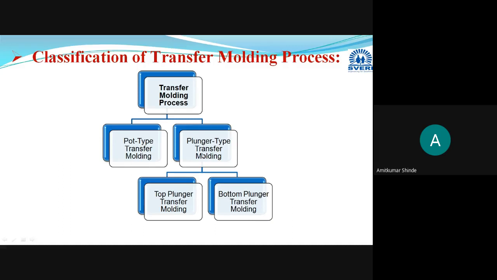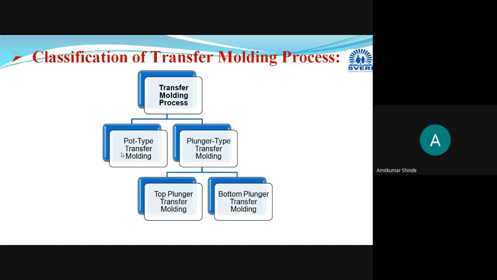The basic classification is done depending on the movement of the charge from the transfer pot to the cavity. When it is through vertical channels, it is the pot type transfer molding process. When it is through horizontal or lateral channels, it is the plunger type transfer molding process. And in the plunger type, when the transfer occurs due to the downward movement of the plunger, it is termed the top plunger transfer molding process. When the transfer of the charge occurs due to the upward movement of the plunger, it is termed the bottom plunger transfer molding process.